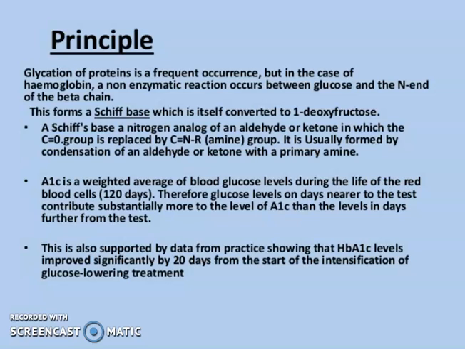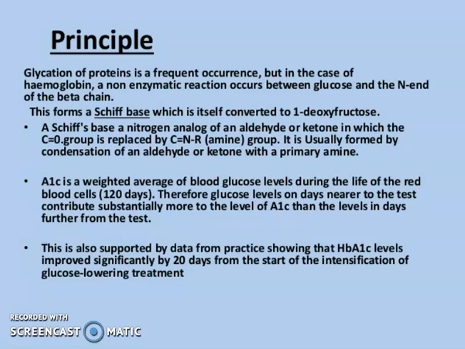So, what is the principle? Glycation of protein is a frequent occurrence, but in the case of hemoglobin, a non-enzymatic reaction occurs between glucose and the N-terminal end of the beta chain. This forms a Schiff base, which is itself converted to 1-deoxyfructose. A Schiff base is a nitrogen analogue of an aldehyde or ketone, in which the CO group is replaced by an amine group, and it is usually formed by the reaction of an aldehyde or ketone with a primary amine.